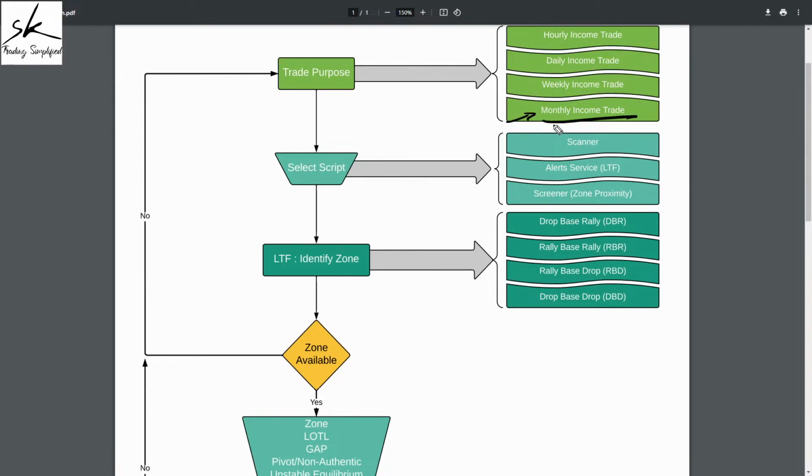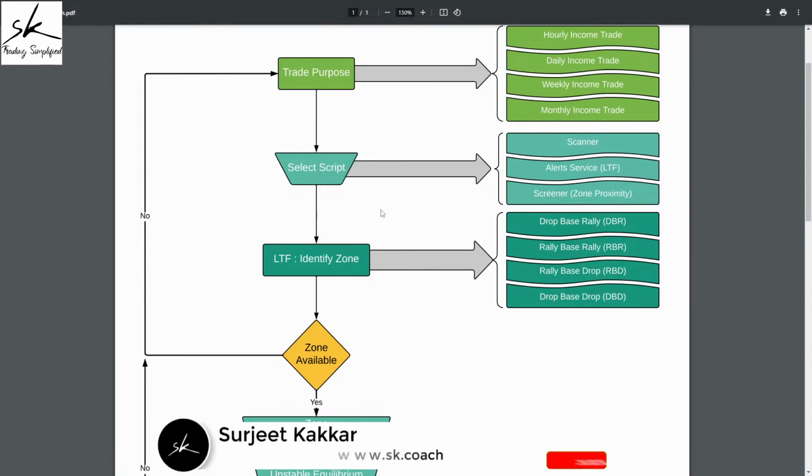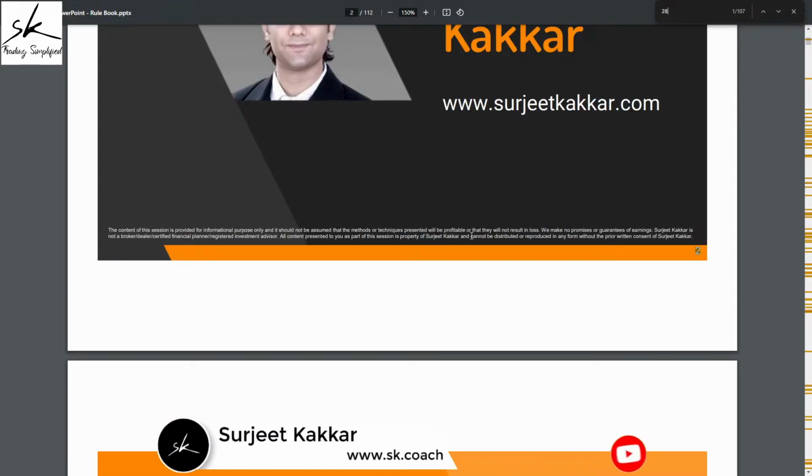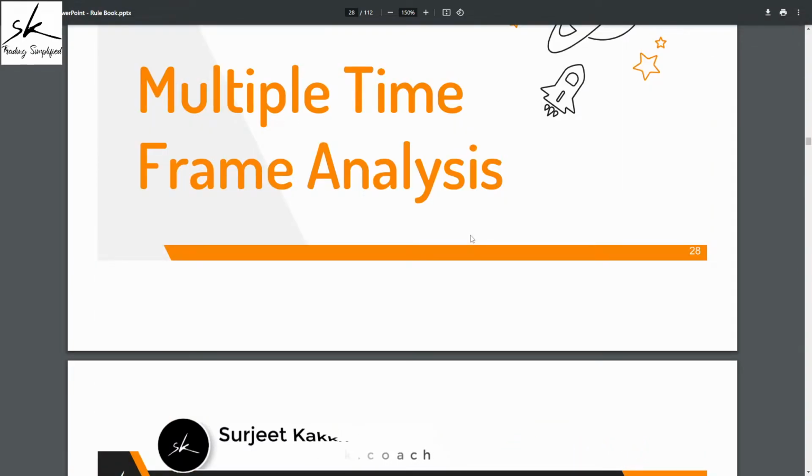Now, once I have selected my purpose of trade, what is going to happen? From the rule book, I'll get to know what time frames I should be using. So if I go to page number 28 on the rule book, we start with the topic that is multiple time frame analysis, because demand supply methodology is not based on a single time frame. Demand supply methodology is based on multiple time frame analysis.